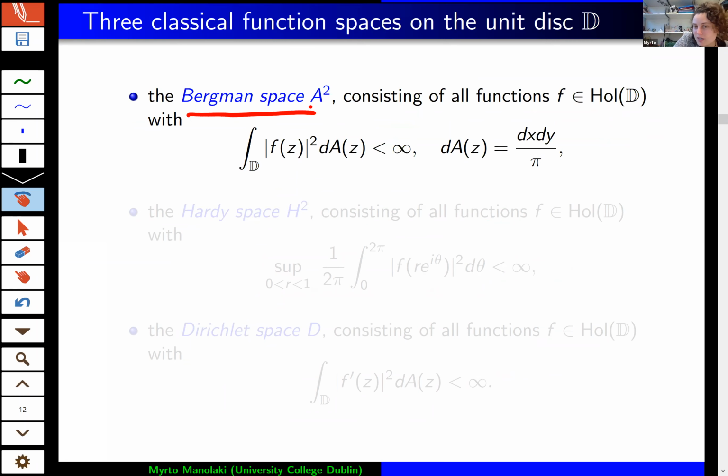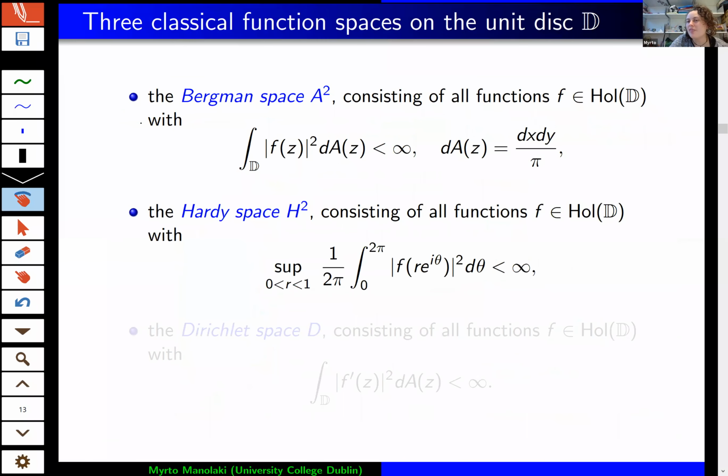First of all, the Bergman space. As I said, it's the square integrable functions with respect to the area measure on the disk, so it's easy to write down a formula. Then we have the Hardy space, H2. This is all holomorphic functions which satisfy a certain growth condition. What I write here, 1 over 2 pi times the integral of the modulus of f(re^{iθ}) squared, is an increasing function with respect to r. When r tends to 1, I want this to be finite. So this is a certain growth condition.